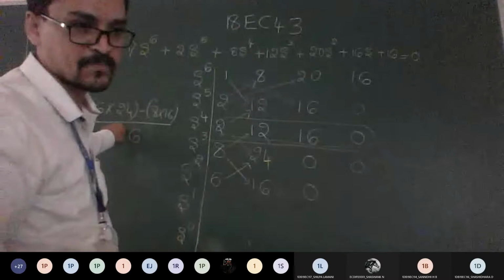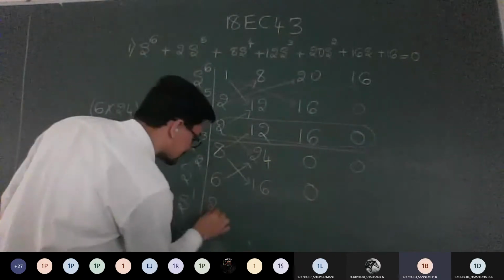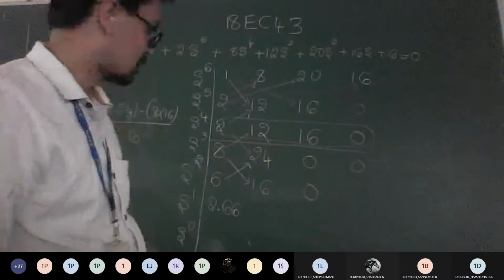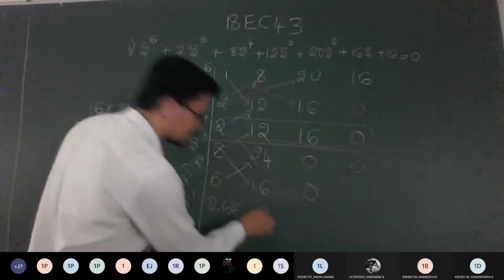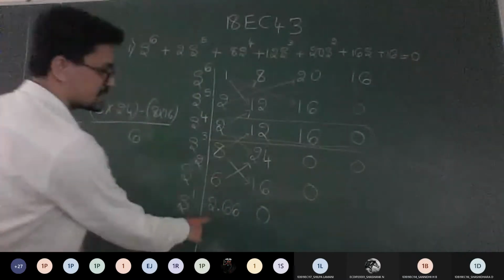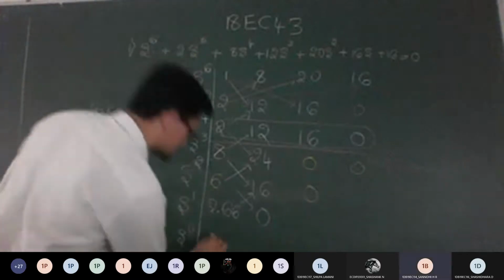What's the answer? 2.66. Okay, good. Next, what about the next answer? 6 into 0, 6 into 0, everything is going to be 0 only, so I can conclude that this is also 0. The last answer: 2.66 into 16 and this is 0, divided by 2.66. How much? 16. So now look at this table.